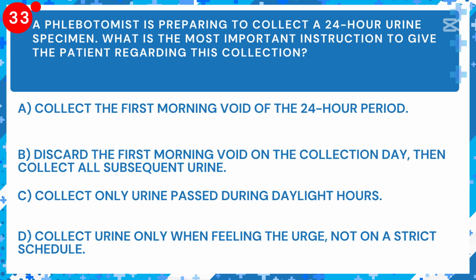Question 33. A phlebotomist is preparing to collect a 24-hour urine specimen. What is the most important instruction to give the patient regarding this collection? A. Collect the first morning void of the 24-hour period. B. Discard the first morning void on the collection day, then collect all subsequent urine. C. Collect only urine passed during daylight hours. D. Collect urine only when feeling the urge, not on a strict schedule.